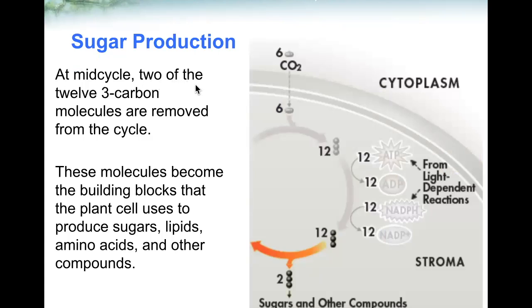At mid-cycle, 2 of the 12 3-carbon molecules are removed from the cycle. These molecules become the building blocks that plant cells use to produce sugars, lipids, amino acids, and other compounds.